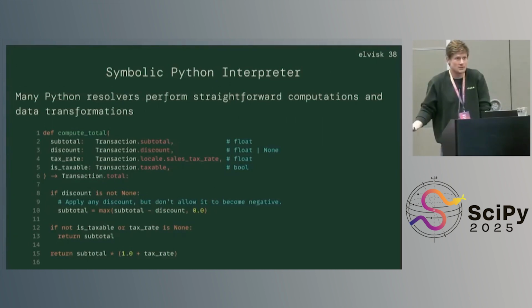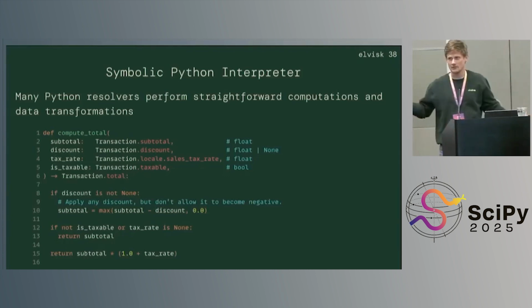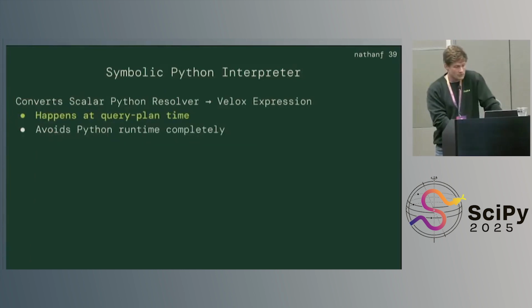Now, you could write this in SQL, right? We could all figure out how to write this as a case statement with some nested stuff in there, but maybe as your Python function gets larger, it's just easier and more natural to write this as a plain Python function and unit test it. So what we'll do is take this Python resolver and at plan time, figure out if we can turn it into an expression. And this lets us avoid running Python entirely.